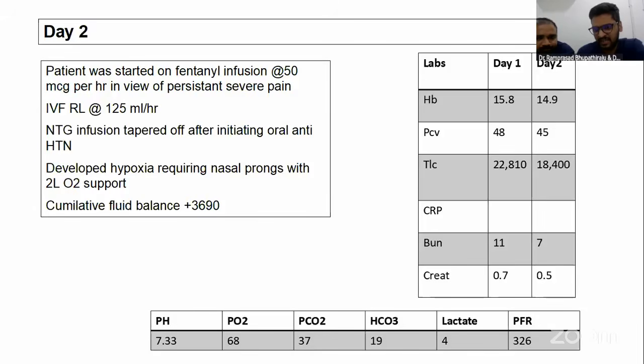If you look at the labs on day two, we can see that both HB and PCV were in the downtrend. That is good, and BUN was also decreasing. So both of these tell us that we have resuscitated him adequately. And one issue here was the lactates were in the increasing trend. From 2 on day two, the lactates increased to 4.